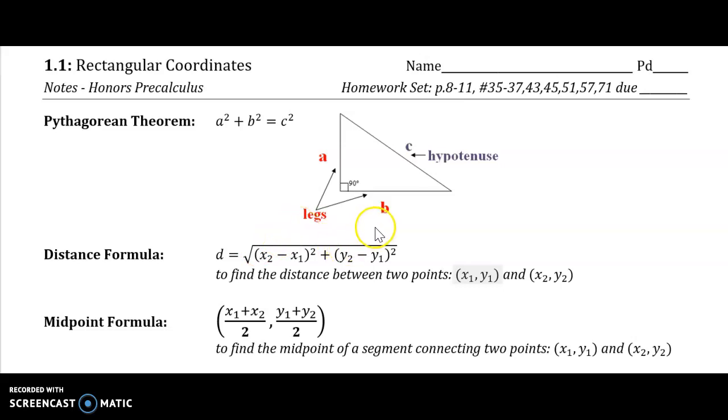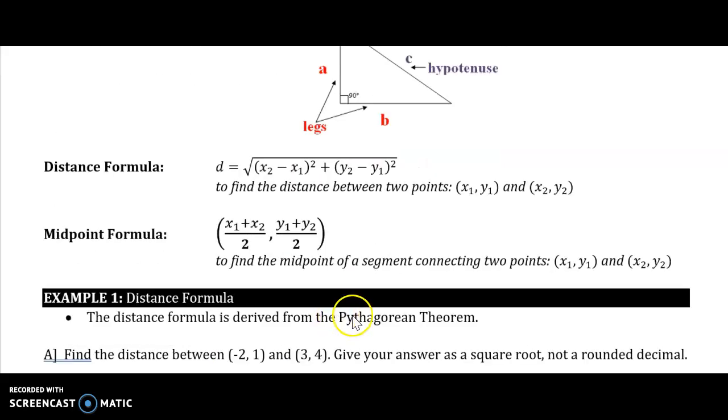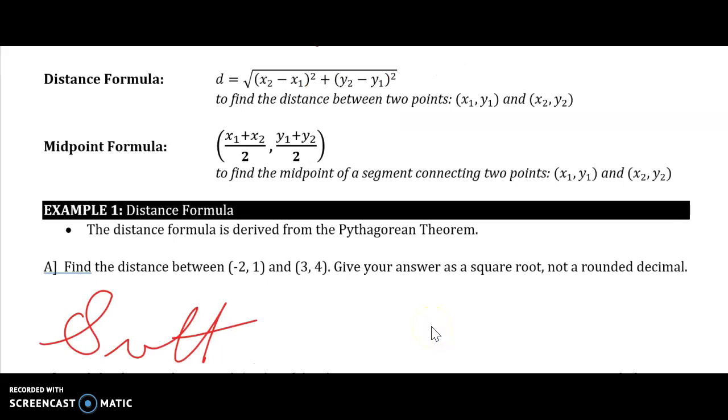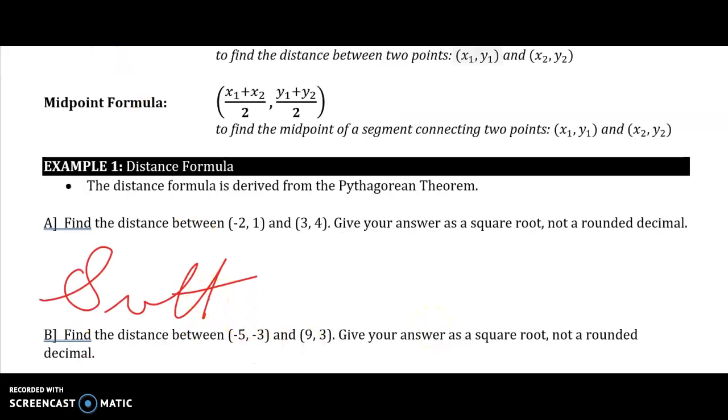We have our distance formula, which derives from the Pythagorean theorem. So you can see it's the square root of (x2 minus x1) squared plus (y2 minus y1) squared, and then take the square root of that. And then we have our midpoint formula, which is you add the two x coordinates and divide by 2. You add the two y coordinates and divide by 2, and that's the midpoint formula. Those are the formulas that we really need to use for this section.